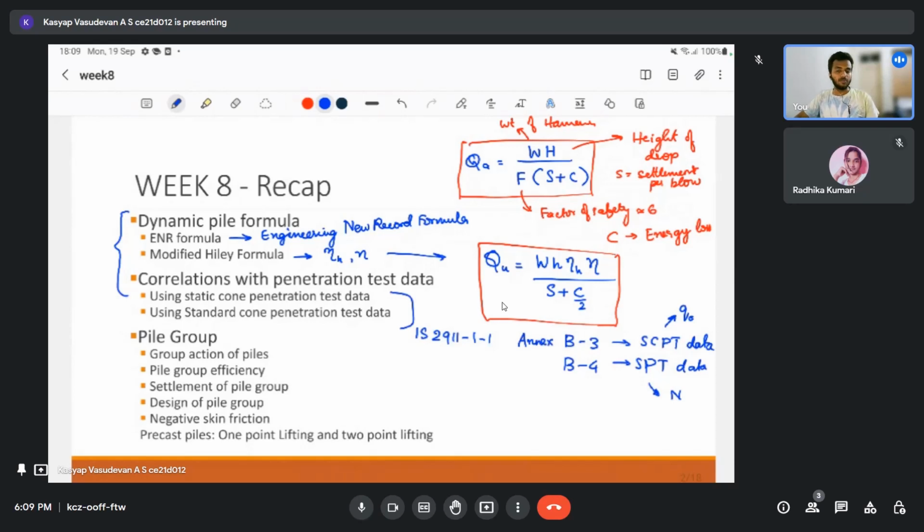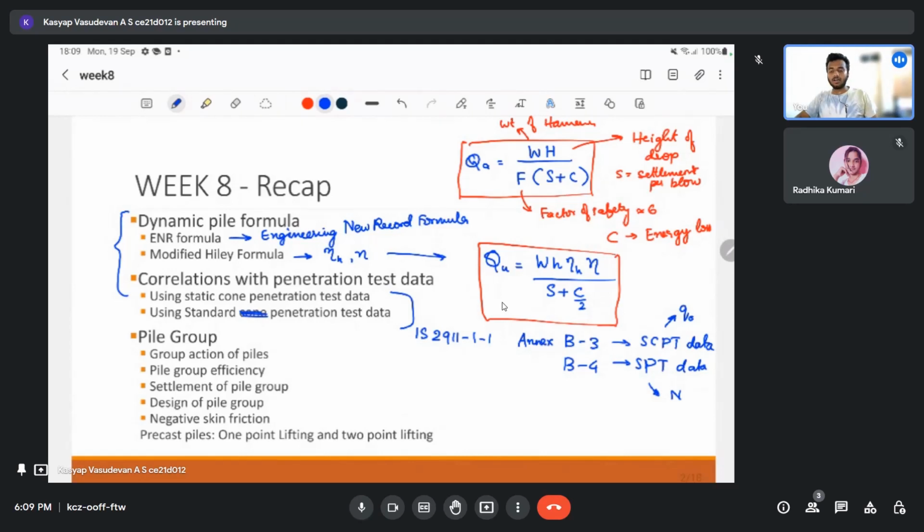So the data that we are using here is directly from the field. In a certain way we can say that the values that we are getting from these methods are reliable, because here in the dynamic equation, we have the formula, we have the weight of the hammer and all, which is directly part of the test done in the field. And in the correlations we have obviously SPT and cone penetration data.